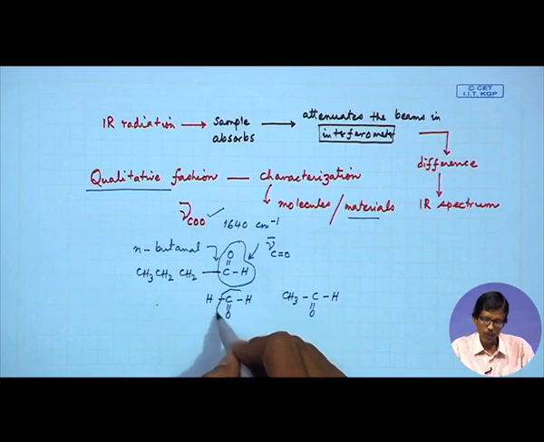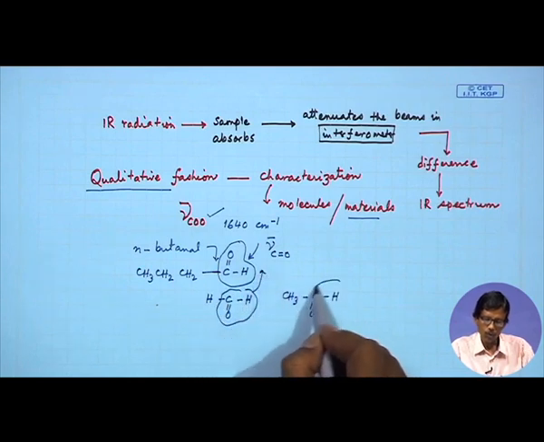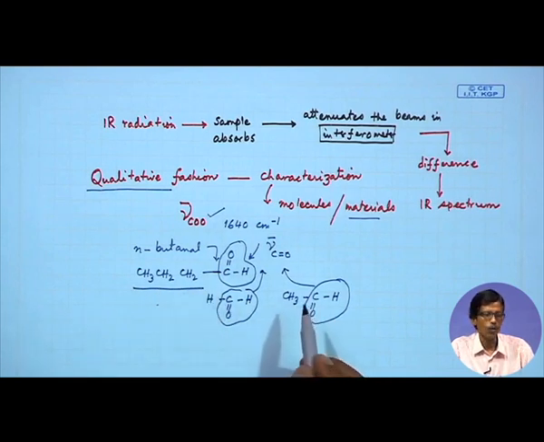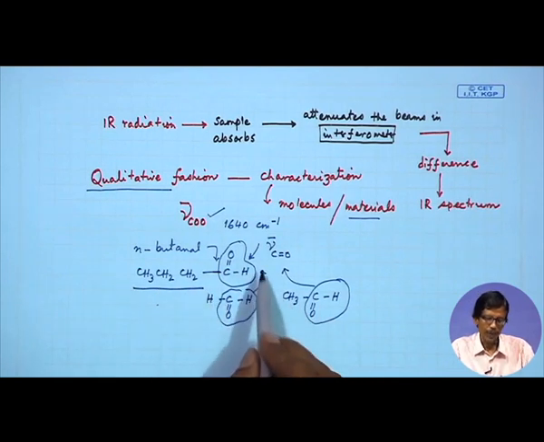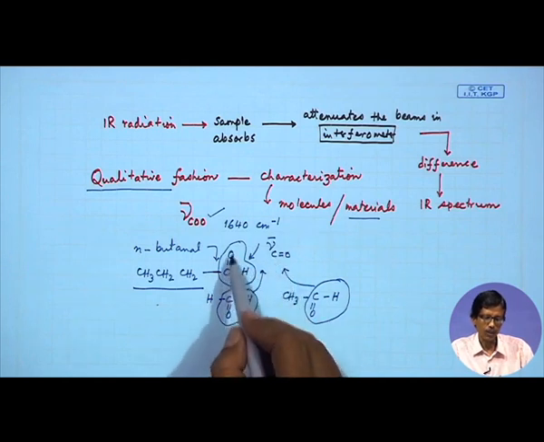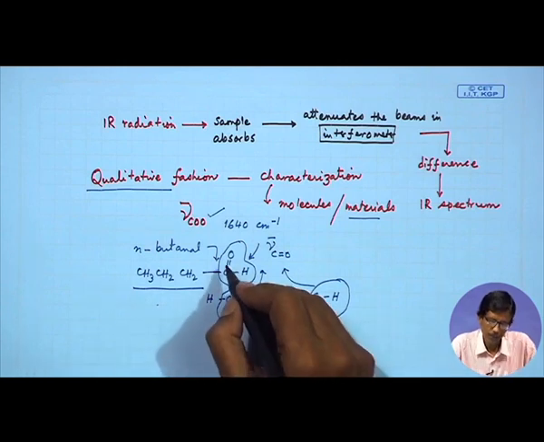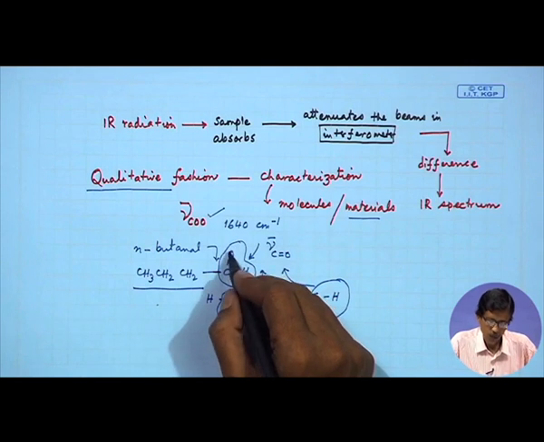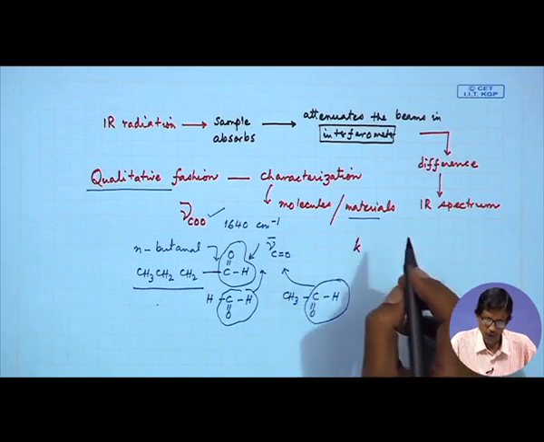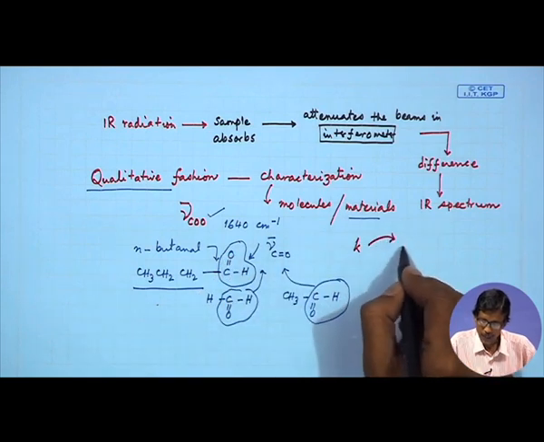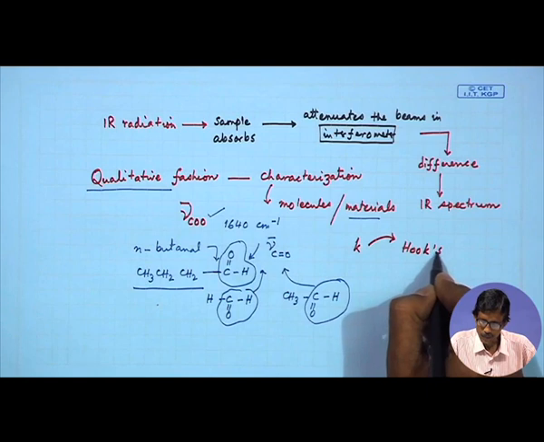So, where this particular CHO function goes, whether it is attached to different types of groups like H, like CH3 or some long chain aliphatic group, those will not change this particular stretching frequency very much, because the stretching frequency is determined by the mass of this carbon and oxygen and the corresponding force constant. The small k value is the force constant which is attaching this carbon to this oxygen and which is governed by Hooke's law.